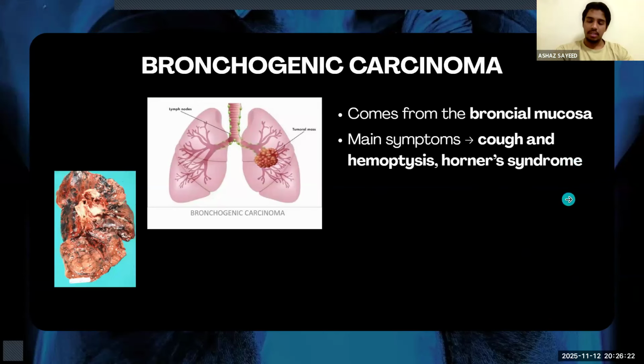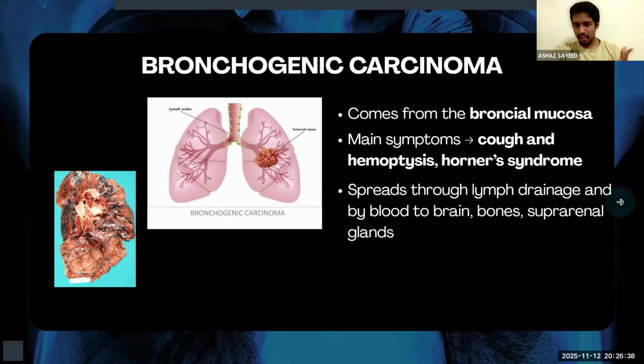Now, main symptoms. The main symptoms you're going to have are cough and hemoptysis. Hemoptysis means you cough up blood. When you cough, blood comes out. So cough and hemoptysis, and then you're going to have something called Horner syndrome. I'll tell you guys on the next slide. And it can spread through the lymph, through blood, basically anywhere in the body, but mainly brain, bones, and suprarenal glands. I don't think they really ask about where it spreads, but it's good to know.